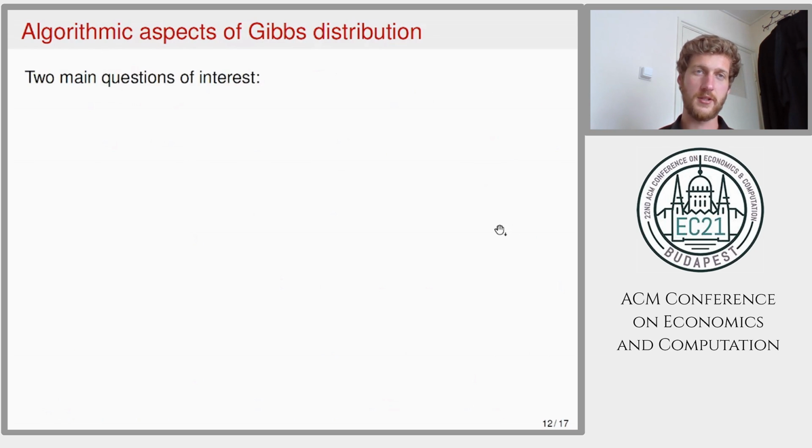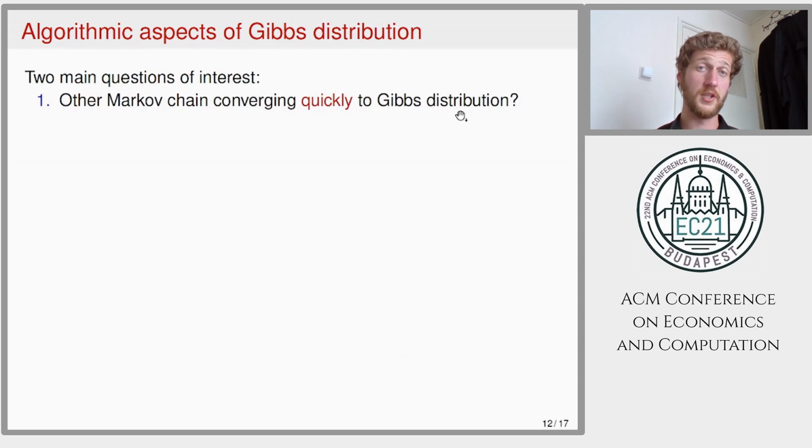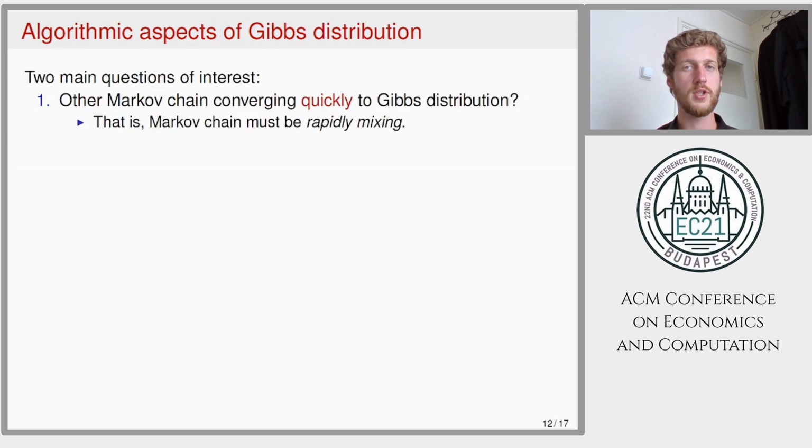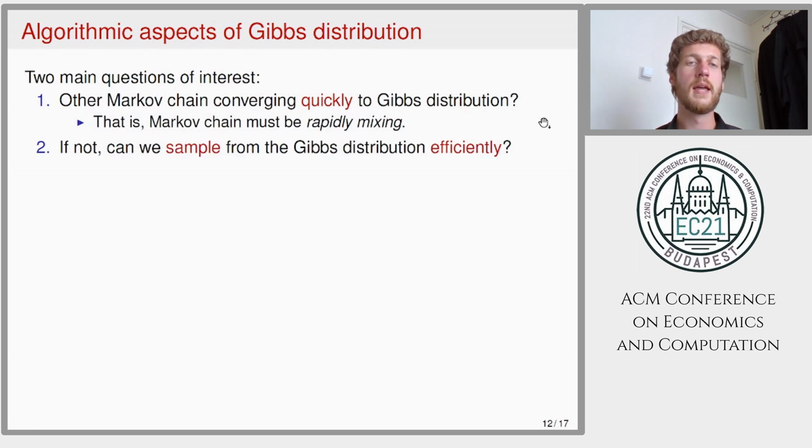But on the other hand, this motivates us to look at 2 more algorithmic questions related to this Gibbs distribution. The first one is: does there maybe exist another Markov chain that converges quickly to the Gibbs distribution, that is, a Markov chain that is so-called rapidly mixing instead of slowly mixing? And secondly, if we cannot find such a Markov chain, can we sample from the Gibbs distribution efficiently? One way to look at these 2 questions is as a dynamic analog to the questions I posed earlier for the computation of pure Nash equilibria in congestion games. So one way to look at this work is that it tries to analyze the dynamic analogs of these more traditional questions that have been studied for the last 20 years regarding pure Nash equilibria.